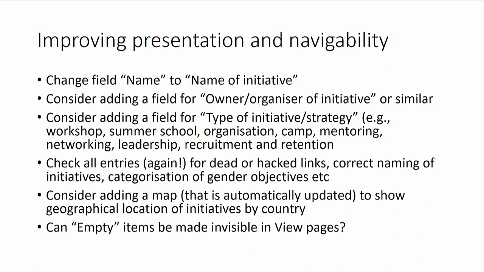Other ideas, in the spreadsheet, the first field is simply called name. Some people were confused about, do I put in my name when I'm adding a new initiative? No, it should be the name of the initiative, so that needs to be changed. There was a suggestion for perhaps adding a field to say, who is the owner or organiser of this initiative? If there is an organisation behind it, perhaps that could be possibly added, which means going back through all 67 initiatives and looking for that again.